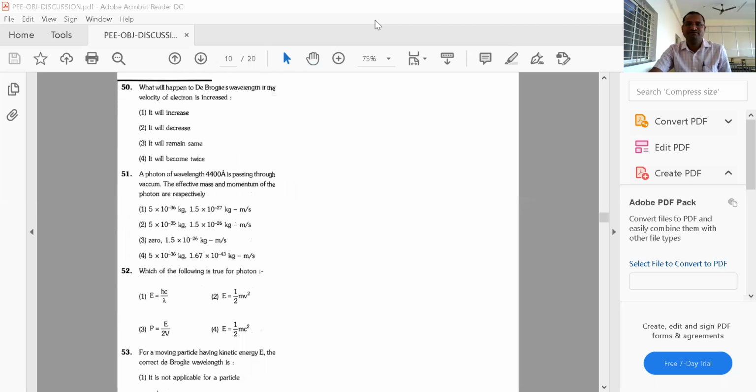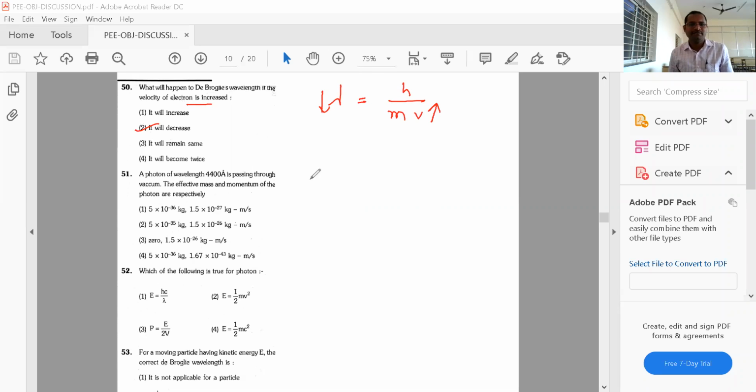Question number 50. What have they given? What will happen to the de Broglie wavelength if the velocity of the electron is increased? Simple. De Broglie wavelength lambda is equal to h by mv. If velocity is increased, the de Broglie wavelength will decrease. Direct question. It will decrease.